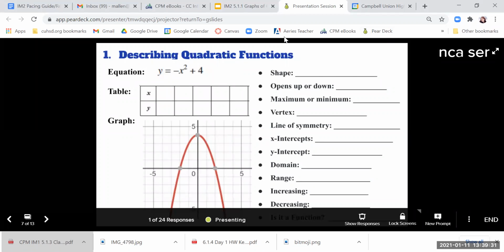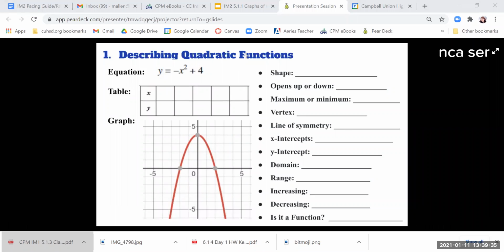Right away, I can see, excuse me, let me change my color. Right away, I can see that this is a parabola. It's a quadratic. I can also visually see it in the graph because the graph is done for us. So I'm going to go ahead and type that in. The shape is parabola.